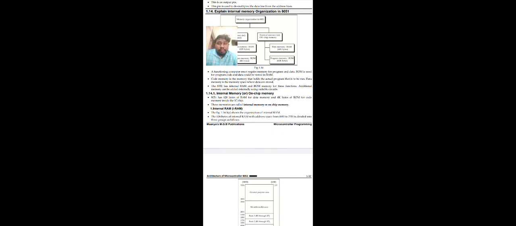Here, internal memory or on-chip memory. The 8051 has 128 bytes of RAM for data memory and 4 kilobytes of ROM for the code memory inside the IC chip. These memories are also called internal memory or on-chip memory.